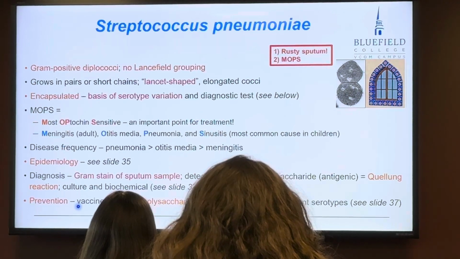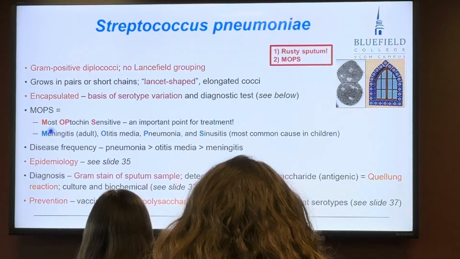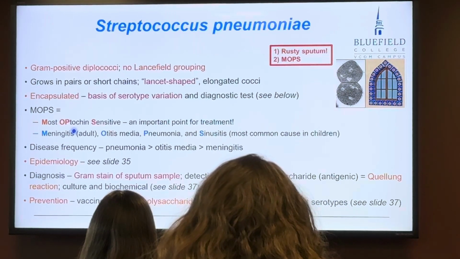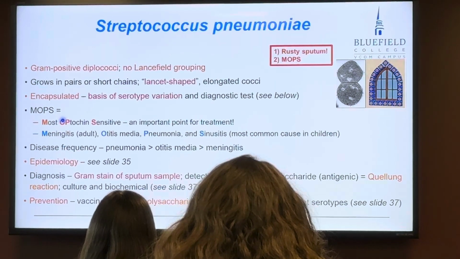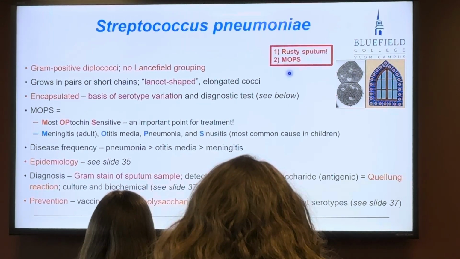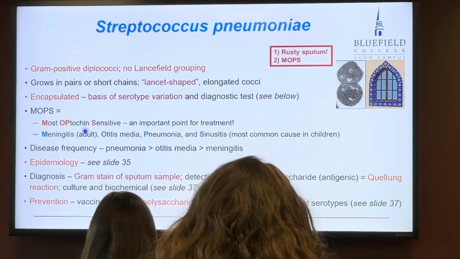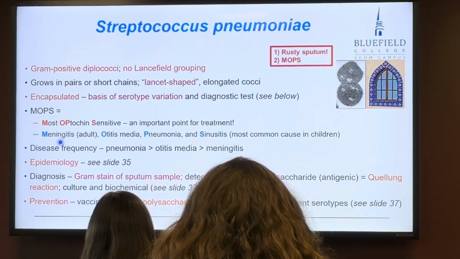All right. Another important point, and this is one of the differentiation tests. Optochin is an antibiotic, we don't use it clinically anymore, but that is an antibiotic test. So again, we're looking for sensitivity there. And MOPS, that is a buzzword. Two buzzwords for thinking about strep pneumo. One is MOPS, most optochin sensitive, but you can also use that to think about what are the major diseases that strep pneumoniae causes.